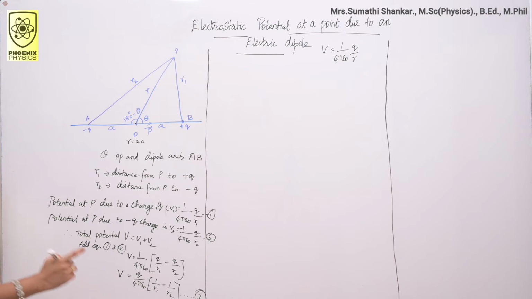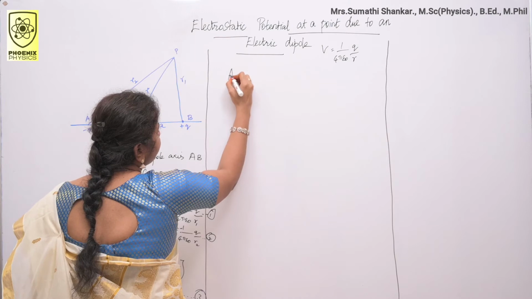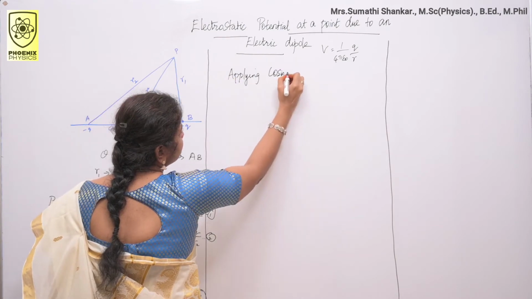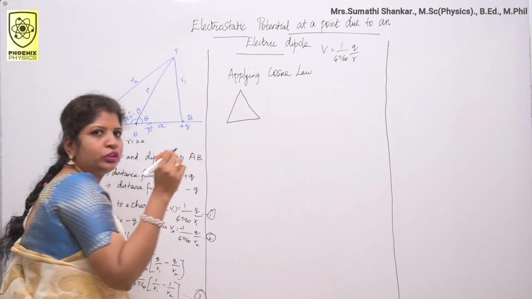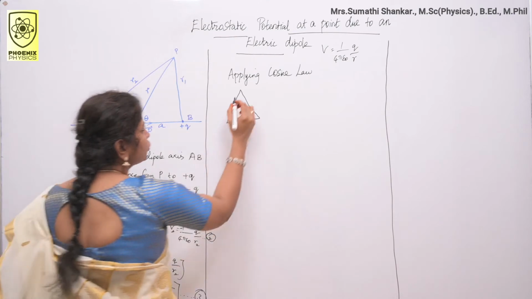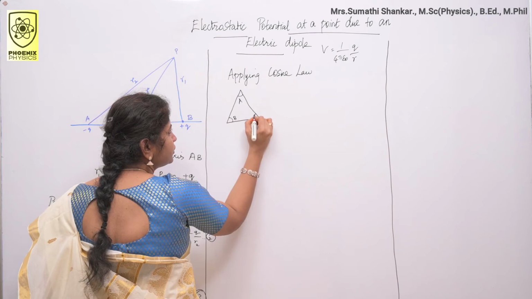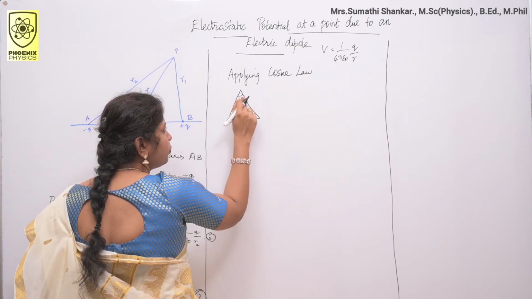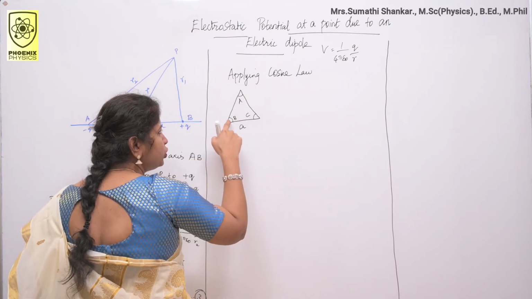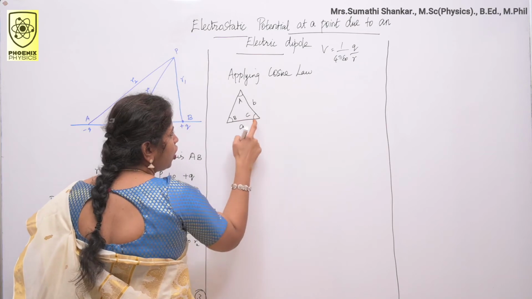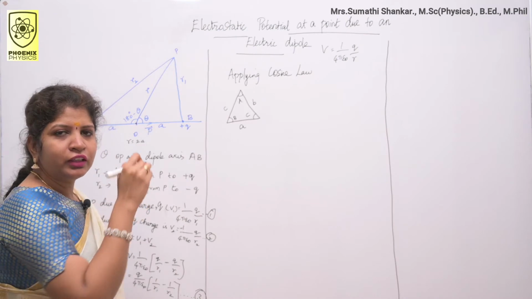Now I want to find out what is 1 by R1 and what is 1 by R2, applying the cosine law. For example, consider this triangle. Know that a triangle has 3 angles. So, this is one angle A, this is another angle B and this is another angle C. Opposite to angle A is side a, opposite to angle B is side b, opposite to angle C is side c. Then, how do you write the cosine formula?